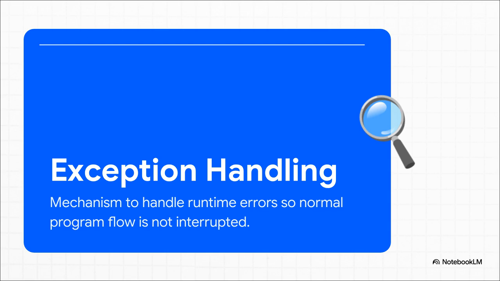Well, the official solution to all this abrupt chaos is exception handling. This is essentially a mechanism in Java used to handle runtime errors so that the normal flow of the program is not interrupted. Instead of just blowing up, it allows your program to continue gracefully. It intercepts the error, maybe logs it, and just keeps the engine running. This is absolutely crucial because it drastically improves your program's reliability.